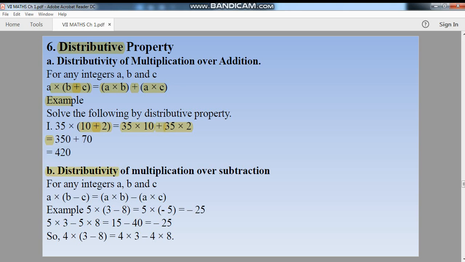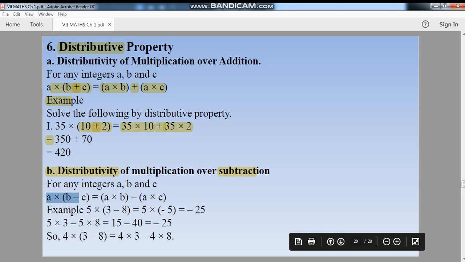If you have to do the distributive property with subtraction, then again the same situation applies. A into b minus c means a into b, but over here the negative sign has come because here the negative sign was there, so minus a into c. Example is given 5 into 3 minus 8. So you first do 3 minus 8, the answer will be minus 5. The answer you will get, 5 into minus 5, is minus 25.